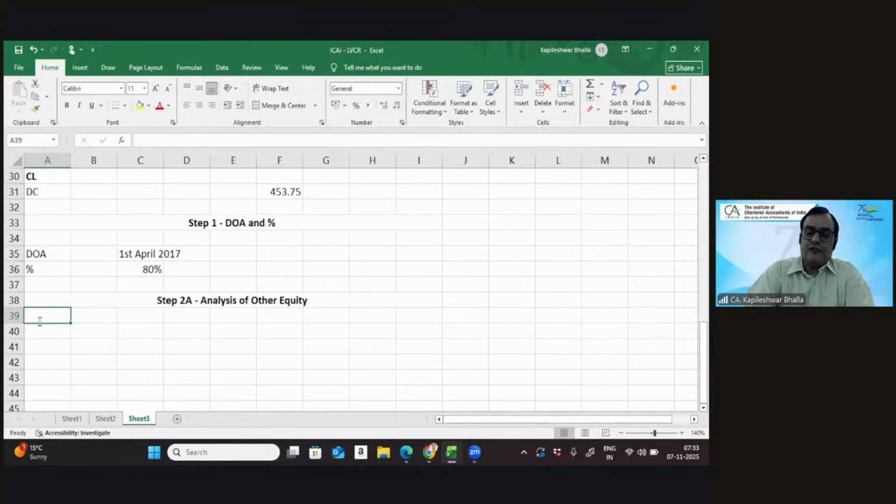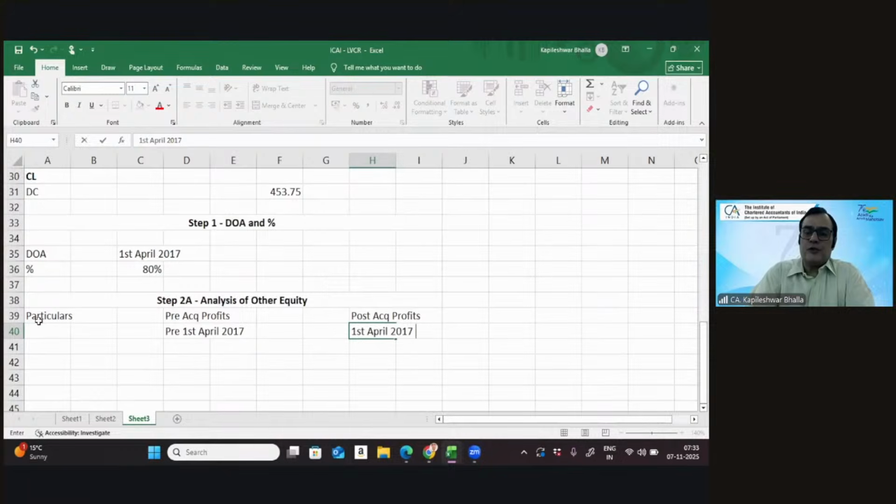So let's first of all make the columns. We consider particulars, and we define the pre-acquisition profits, and we also define the post-acquisition profits. And we can define this in terms of date. This is pre-1st April 2017. And this is anything from the date of acquisition, 1st April 2017, to 31st March 2019, which is the consolidated balance sheet date.